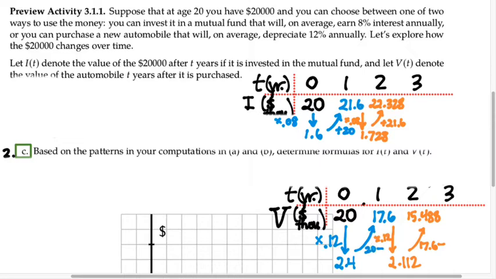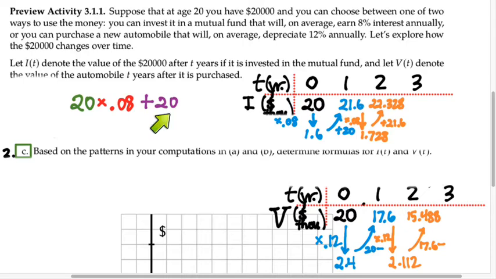What I want us to do is think about that as a single step instead of two separate steps. So I want to unpack this first step from 20 to 21.6 for a second. What did we do? We did 20 multiplied by 0.08, and then we added 20.